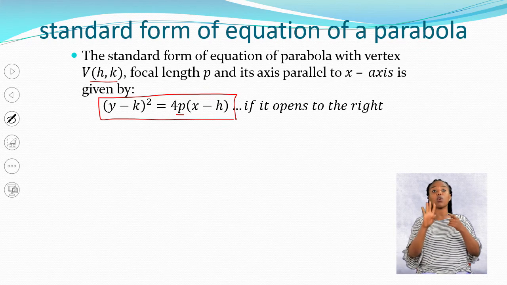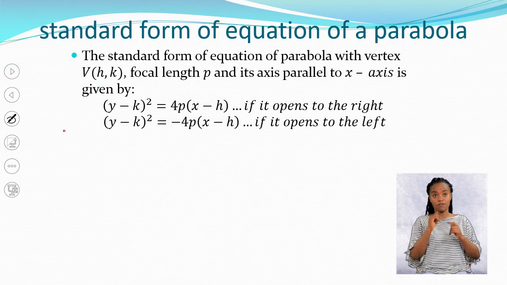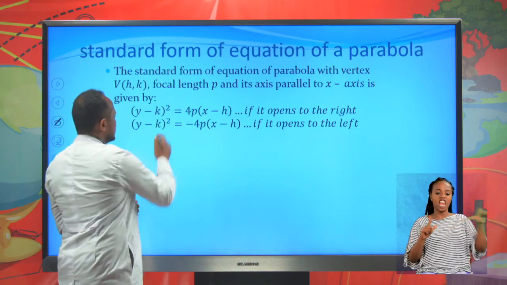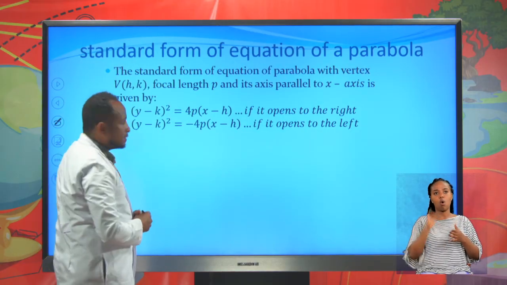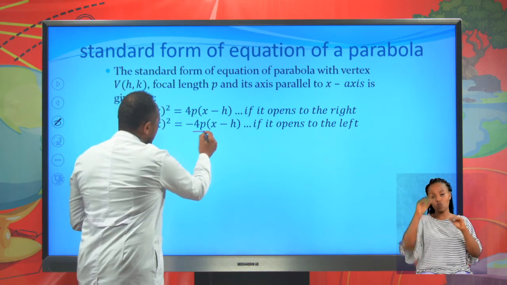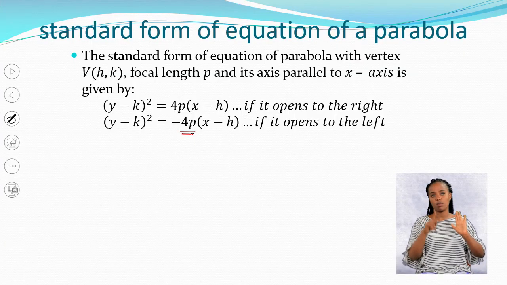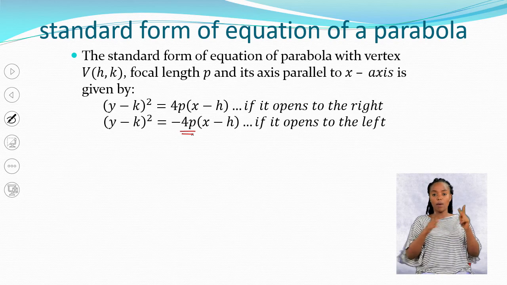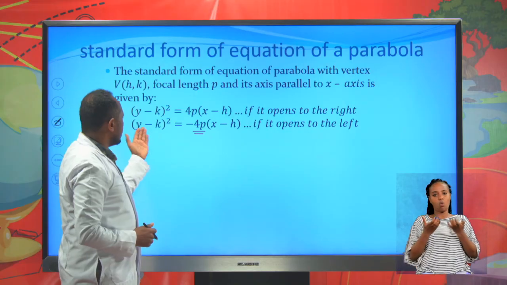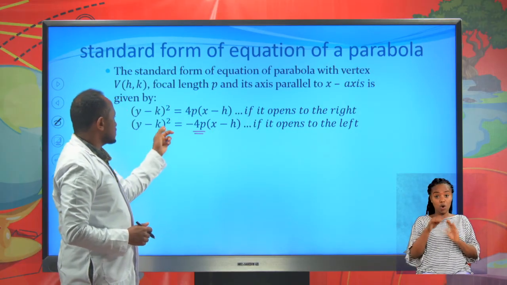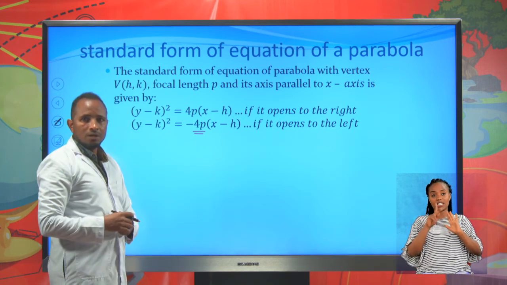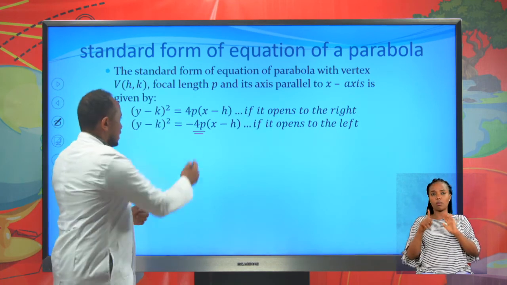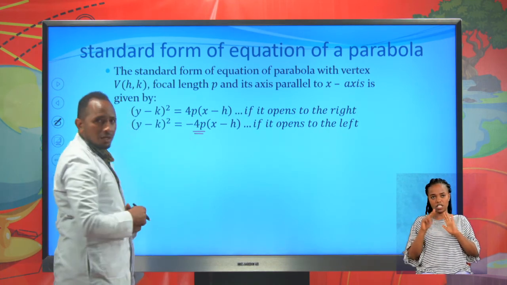If the parabola opens to the left, the equation will be y minus k all squared is equal to negative 4p times x minus h. After this, by the way, draw the parabola and then determine everything you want. For example, if we have this parabola, y minus k all squared is equal to negative 4p times x minus h, it opens to the left since this one is negative.